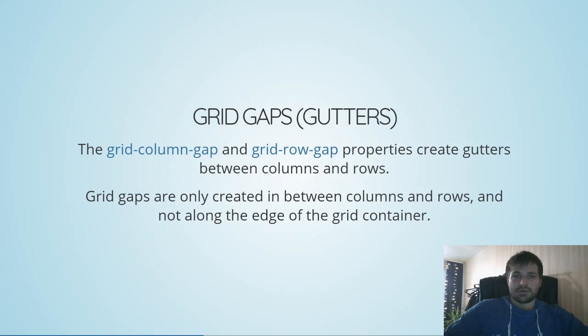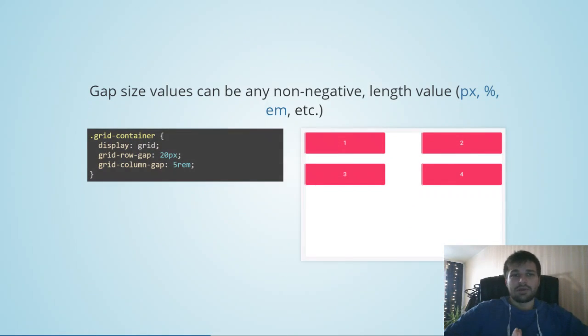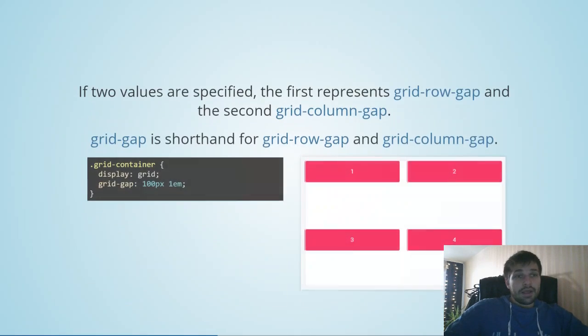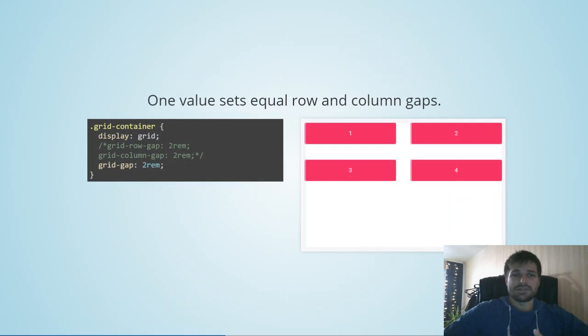Grid gaps, or gutters. The grid-column-gap and grid-row-gap properties create gutters between columns and rows. Grid gaps are only created in between columns and rows and not along the edge of the grid container. The gap size value can be any non-negative length value: pixels, percent, and others. If two values are specified, the first represents grid-row-gap and the second grid-column-gap. Grid-gap is shorthand for grid-row-gap and grid-column-gap. One value sets equal row and column gaps.